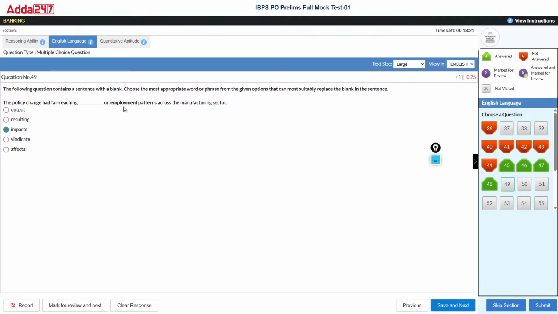Far-reaching impacts on employment patterns across the manufacturing sector. The policy change had far-reaching effect.